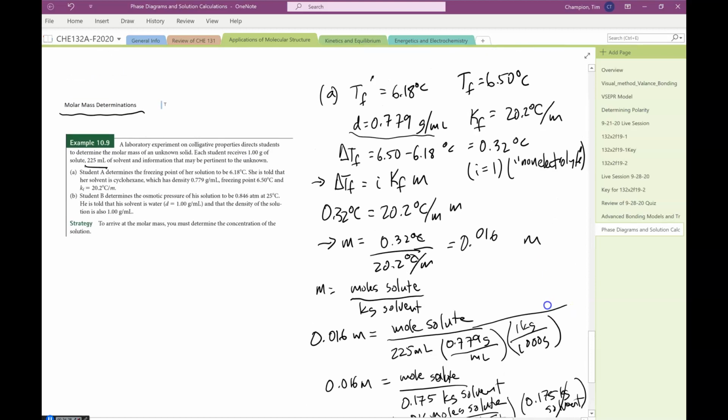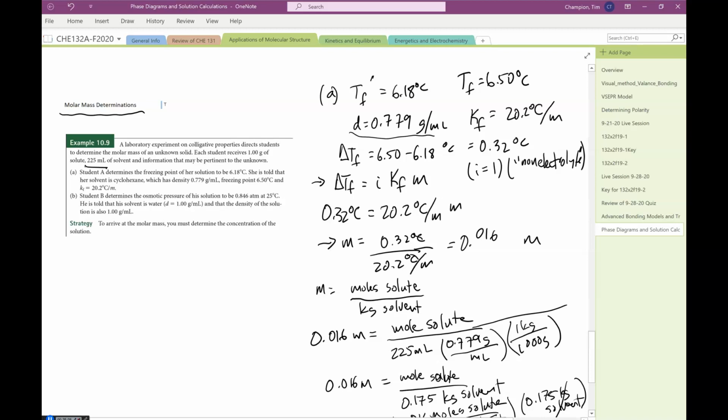So that's an example of that kind of problem. Now, student B in this case did an osmotic pressure experiment. What student B did was they saw that the osmotic pressure of the solution was 0.846 atm at 25 degrees Celsius, and they were told that the solvent is water, which has a density of 1 gram per milliliter, and the density of the solution is also 1 gram per milliliter, which is frequently a good approximation. If you have a water solution that's dilute, the density oftentimes is very close to 1 gram per milliliter.